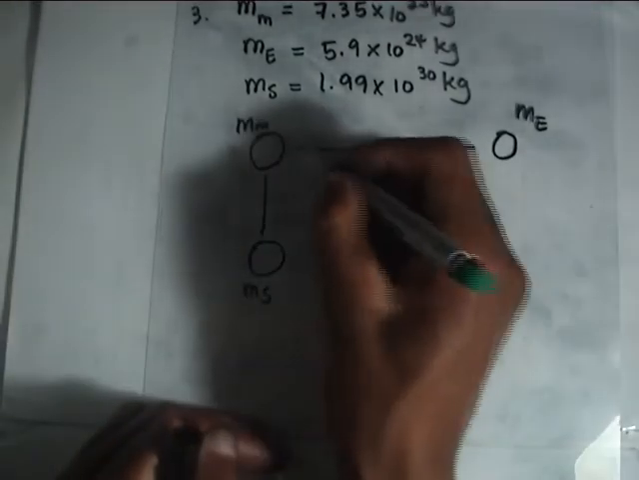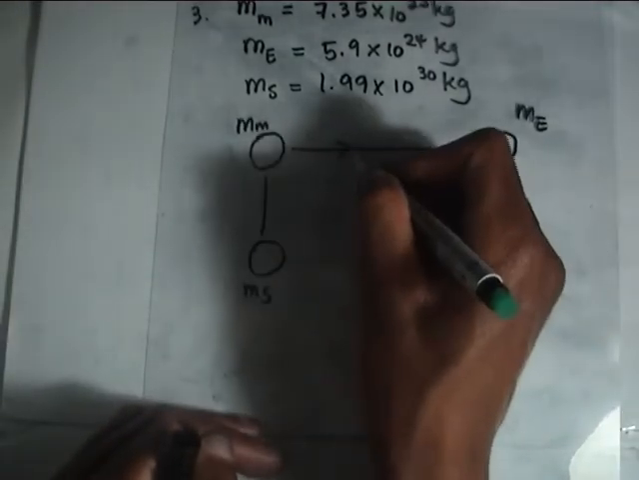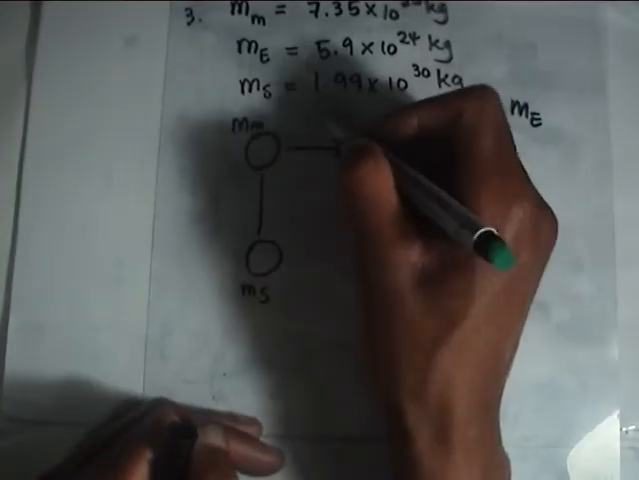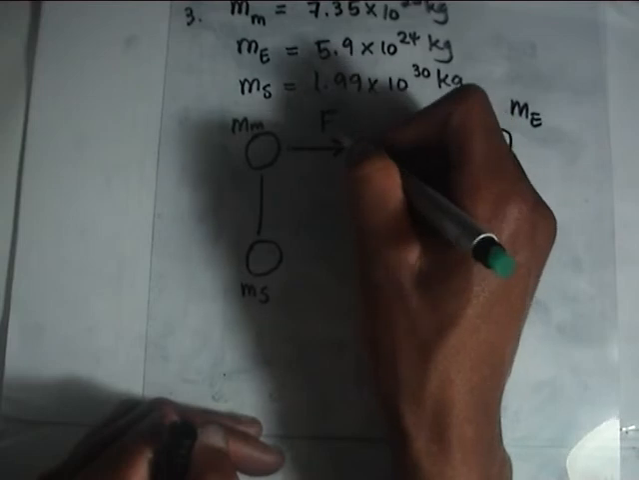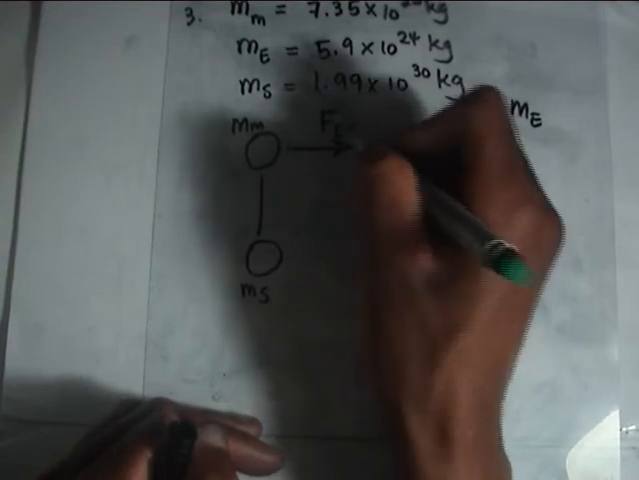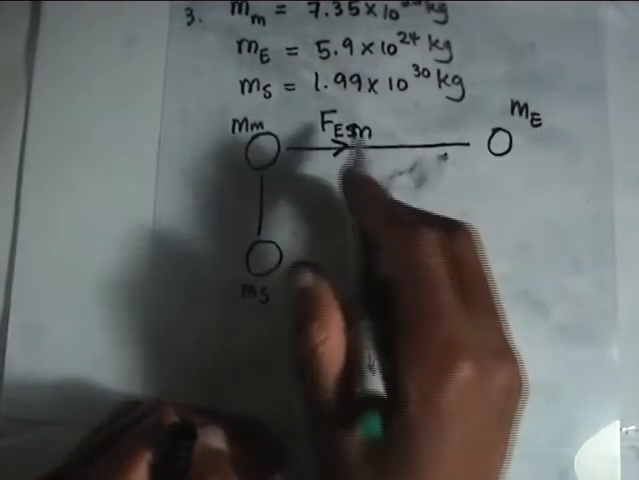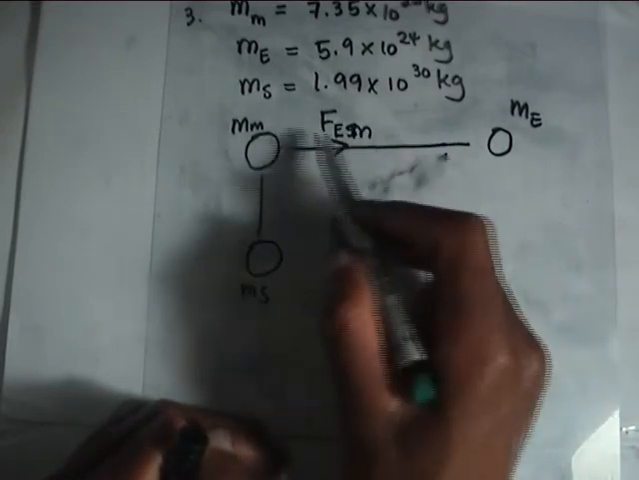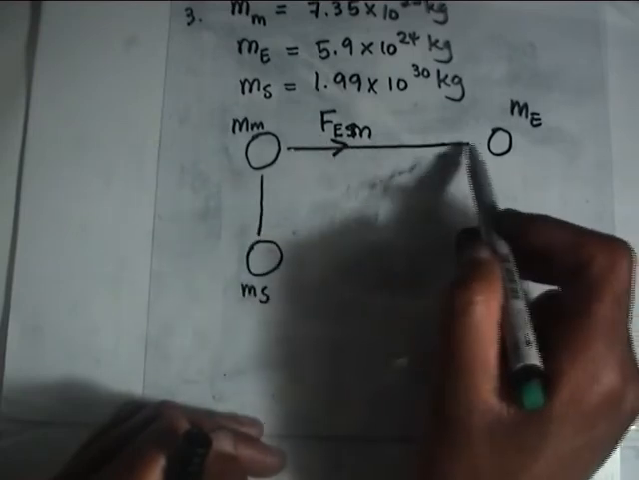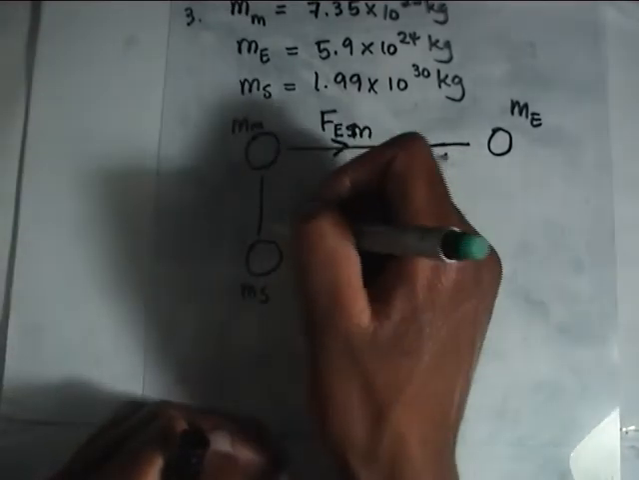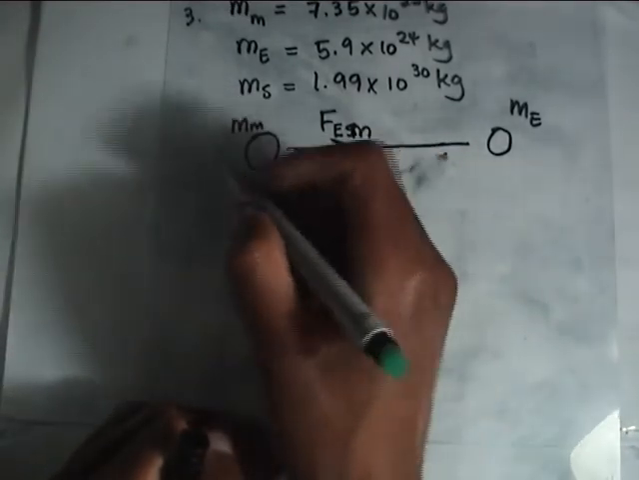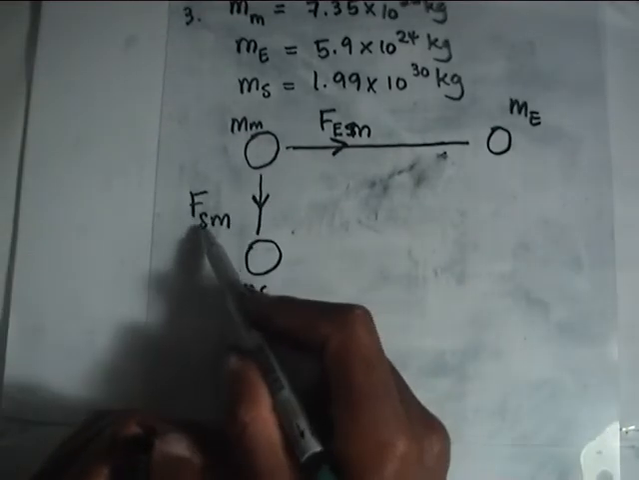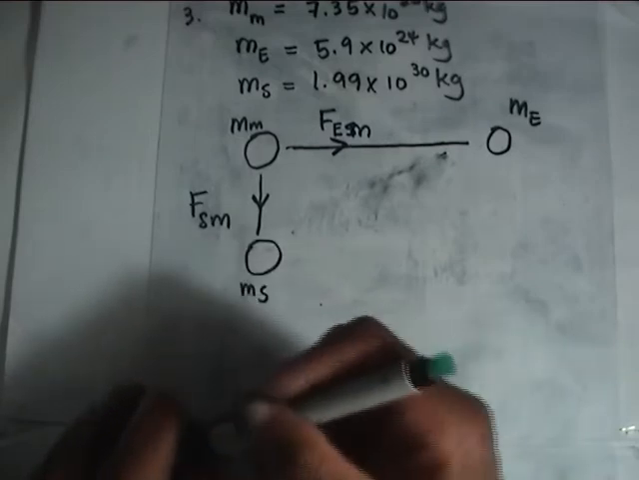So which means the earth will pull the moon with a force equal to F, force of earth on moon. It's going to pull the moon to this side. You understand? And the sun here is going to pull this moon with a force Fs moon, force of sun on moon, and it's going to pull it down.